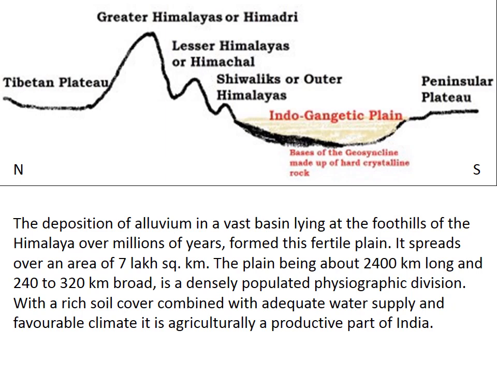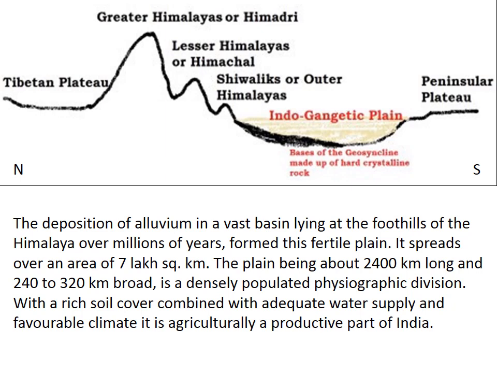The deposition of alluvium in this basin has been over millions of years, so it has taken a lot of time to form. The entire plain is spreading over an area of 7 lakh kilometers. The plain is 2,400 kilometers long, and there is a variation in the width. It varies between 320 kilometers to 240 kilometers.